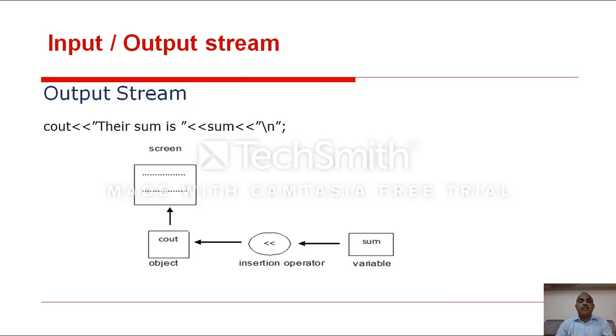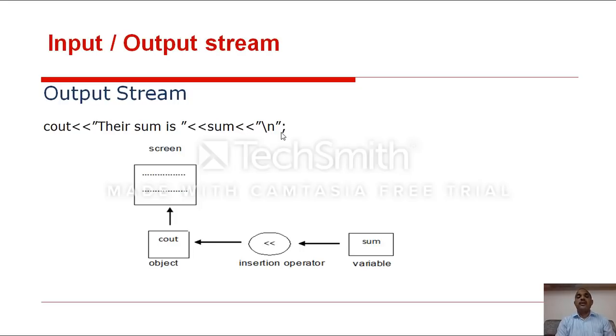Cout, the sum is, enclosed within double quotations, is called a string constant. The string is displayed as it is on the monitor or output device. Then the insertion symbol, sum is a variable, it extracts a value, and the value is inserted and displayed on the output device. Here slash n is the new line character in C language, and C++ also allows slash n as the new line character.